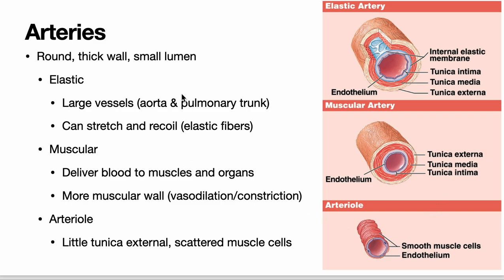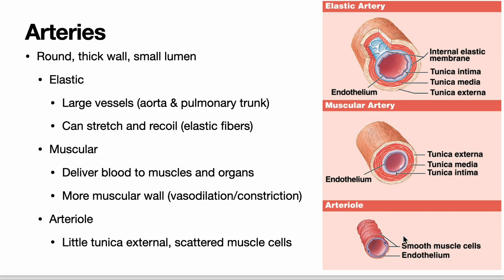Again, our elastic arteries are going to be very large vessels like the aorta and the pulmonary trunk. They have really good stretch and recoil, which is going to help push boluses of blood through these large arteries. The muscular arteries are going to be those arteries that are actually routing blood towards muscles and organs. They tend to have very muscular walls relative to the elastic arteries because these arteries are going to be capable of vasodilation, increasing the size of the lumen, or vasoconstriction, decreasing the size of the lumen.